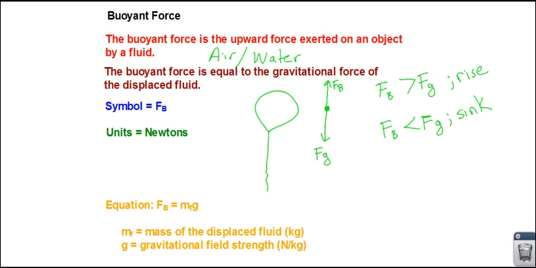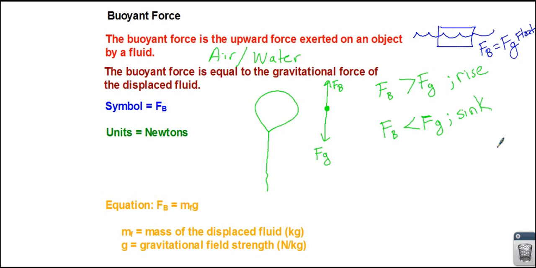Well, to look at that one, I'm going to change it up a little bit, and we're going to go ahead and instead look at water. Okay, we're going to put an ice cube in water. Well, what do we say that ice cube is doing? It's not rising, it's not sinking, okay? It is floating. And that happens when the buoyant force is equal to the weight of the object, okay? Then the object will float.